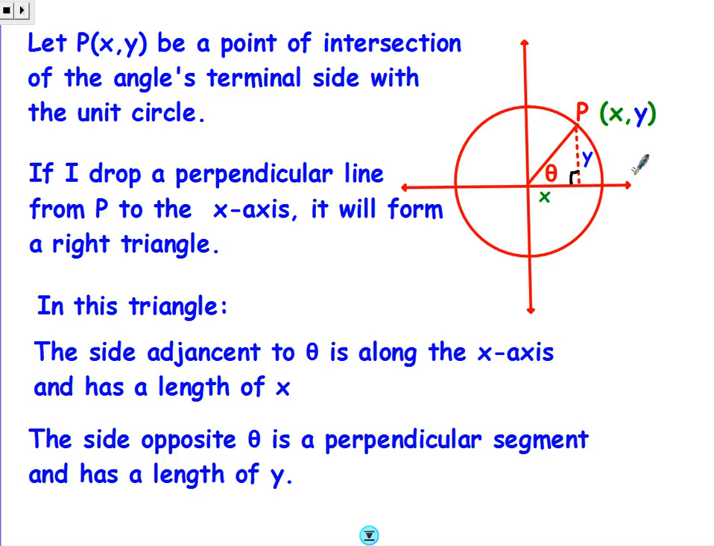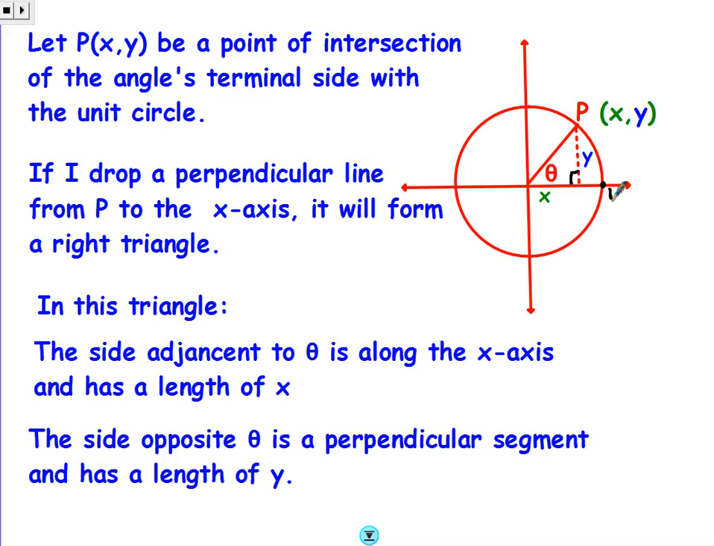We need to remember this is a distance, like 1, 2, 3 units, and then 1, 2, 3. Now, could the x value be 3? Is there any possibility it's 3, if we are on the unit circle? The largest the x value could be is 1.